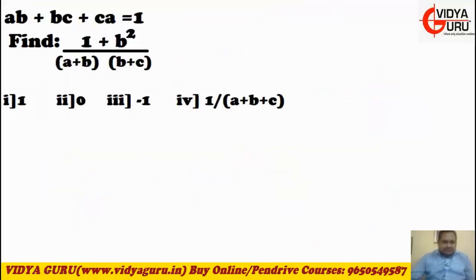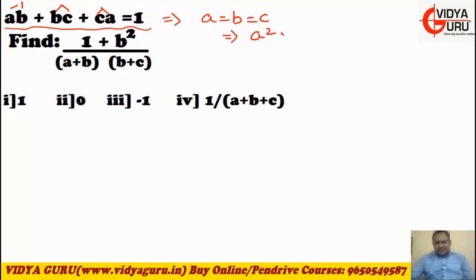Now look at this expression. This is again symmetrical. So if this is symmetrical, you can easily assume A to be equal to B to be equal to C, and there is no mathematical error in assuming so. So I would say the given information AB can be written as A square, this can also be written as A square, this can also be written as A square. So A square 3 times is equal to 1. So I would say basically this is given, that A square is equal to 1 by 3.